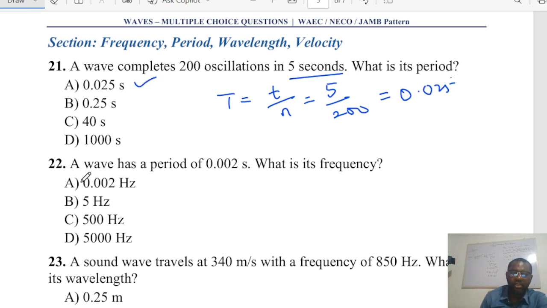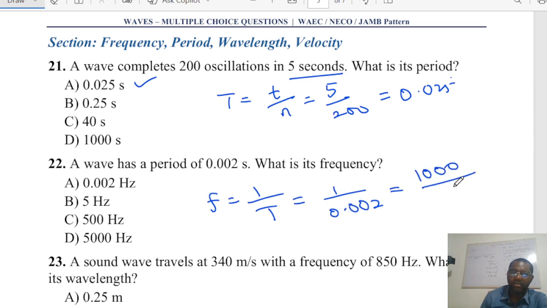Now number 20, the next one says a wave has a period of 0.002 seconds. What is the frequency? Frequency is simply 1 over period, which means 1 divided by 0.002. This is the same thing as saying 1000 over 2, which is 500 hertz. So C is the answer to this question.